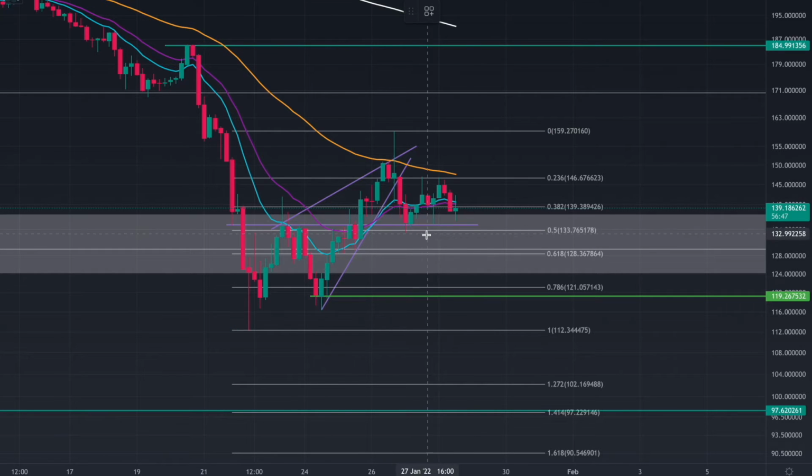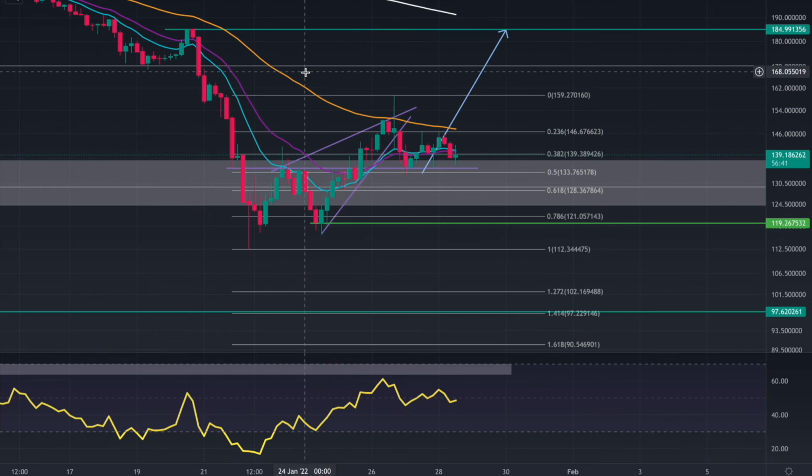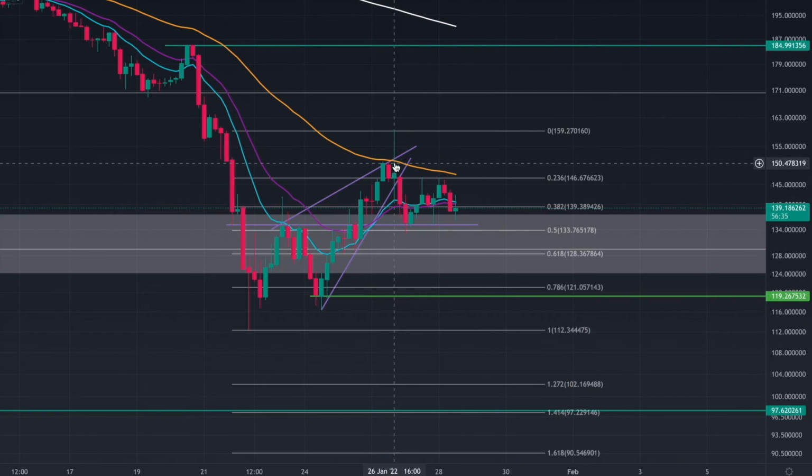So actually what we should see is continuation and a break of the 0 for continuation to the upside to the previous high over here. But we know as well that we did have some bearish divergence, and that's why we should see some continued downward pressure, as well as rejection at the 55, our double brick wall.